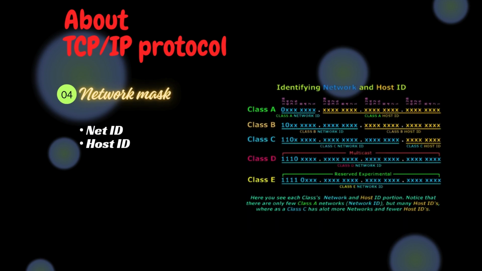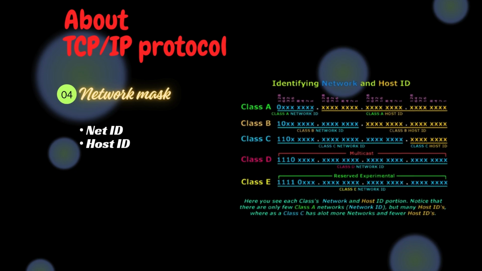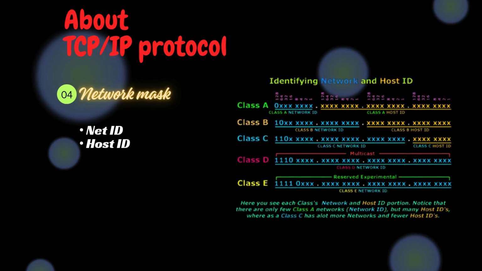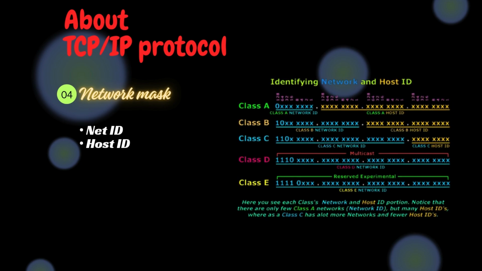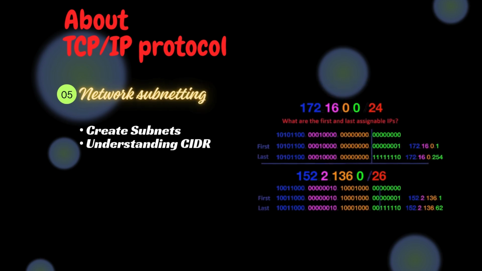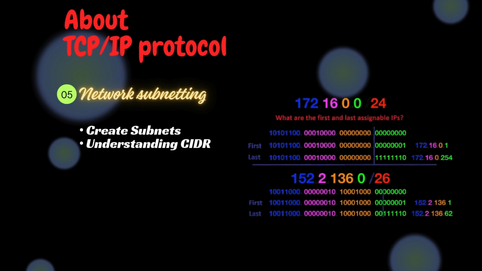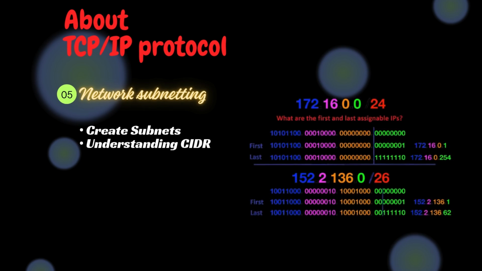A network mask, or subnet mask, separates an IP address into two parts: the net ID, which identifies the network, and the host ID, which identifies individual devices on that network. Subnetting divides a large network into smaller, manageable subnetworks, or subnets. This improves security and efficiency.